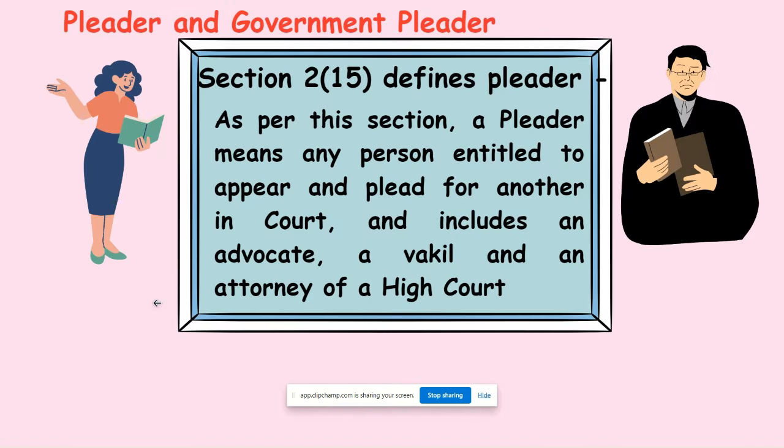Next is pleader and government pleader. Section 2, subsection 15 defines pleader. As per this section, a pleader means any person entitled to appear and plead for another in court and includes an advocate, वकील and an attorney of a high court. तो इनको प्लीडर कहा जाएगा. एज पर दिस सेक्शन जो अपीयर होगा और इन जो अपीयर होकर प्लीड करेगा for another and includes an advocate, a vakil, and an attorney of high court.